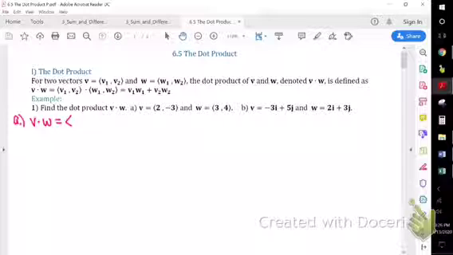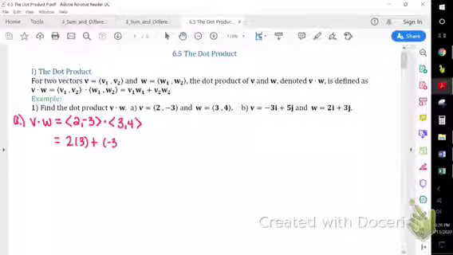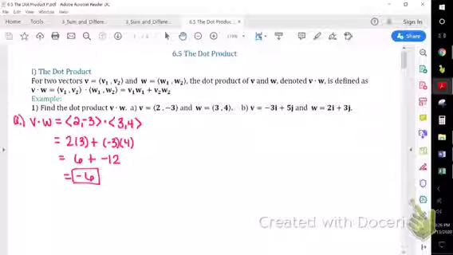So we know that means we're going to take the components of vector v, which is 2, -3, dot the components of vector w, which was 3, 4. Alright, so our formula tells us we're going to take the first two components and multiply them, plus the second two components and multiply them. So 2 times 3 is 6, plus -3 times 4 is -12, and 6 plus a -12 is -6. So v dot w is equal to -6.